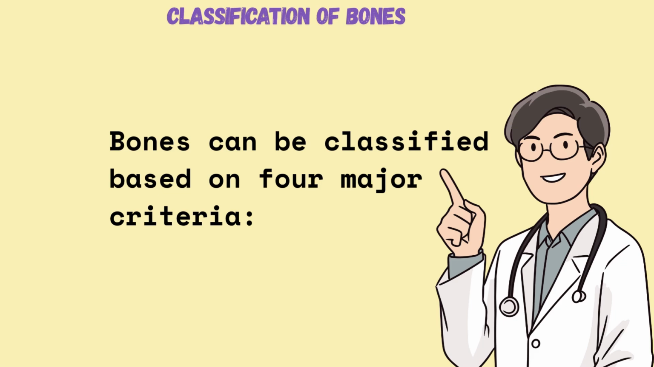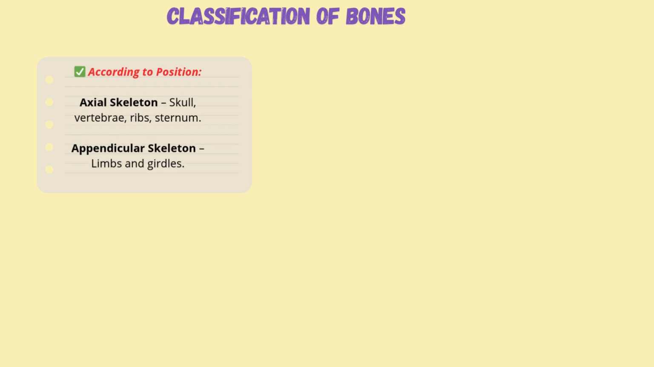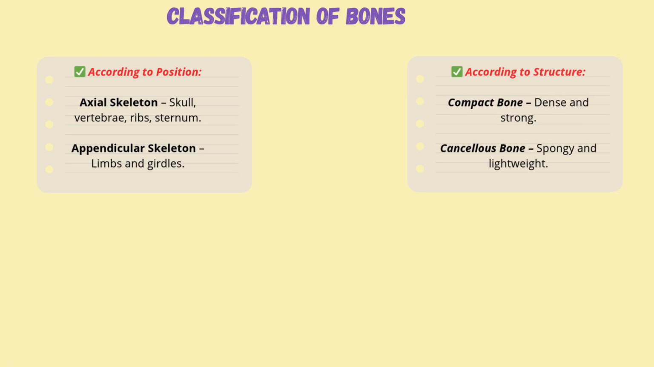Classification of bones. Bones can be classified based on four major criteria. According to position: axial skeleton, skull, vertebrae, ribs, sternum. Appendicular skeleton, limbs and girdles. According to structure: compact bone, dense and strong. Cancellous bone, spongy and lightweight.